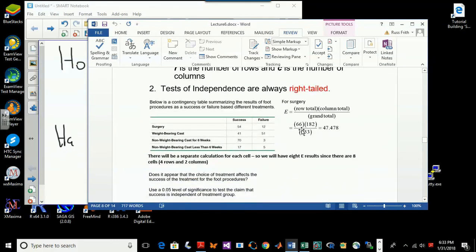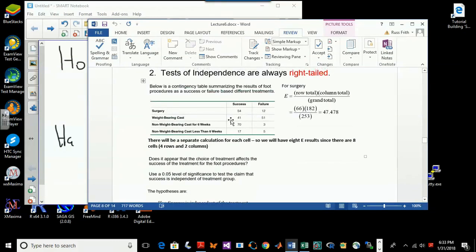Okay, so expected value. For this particular table, the expected value is basically the row total. For surgery, the expected value is the row total, which is 66, times the column total, which is the sum of these numbers. See, surgery is here. So the column total is what?